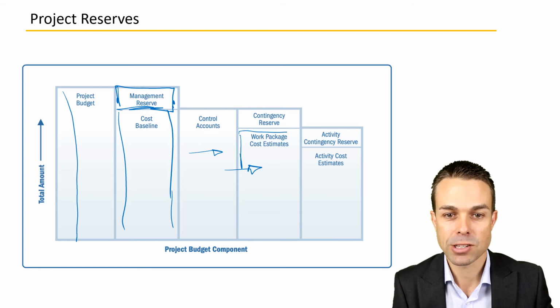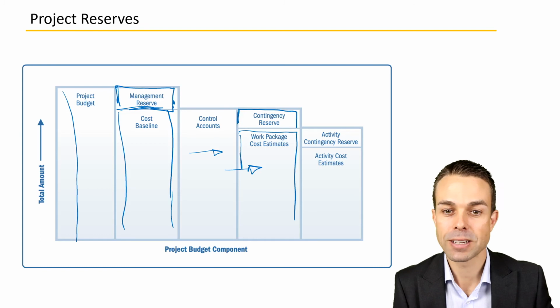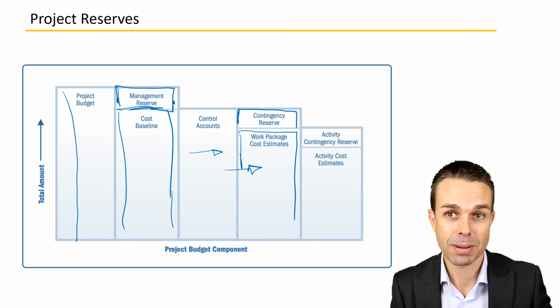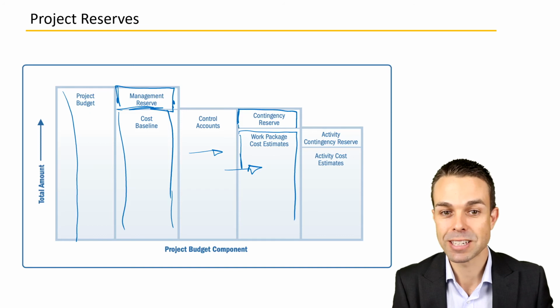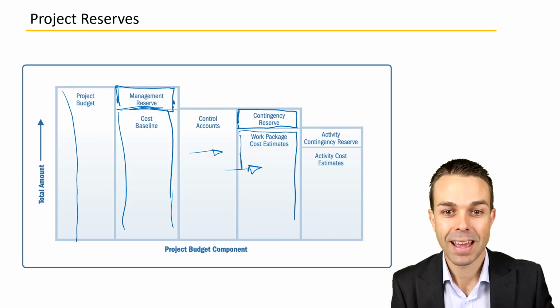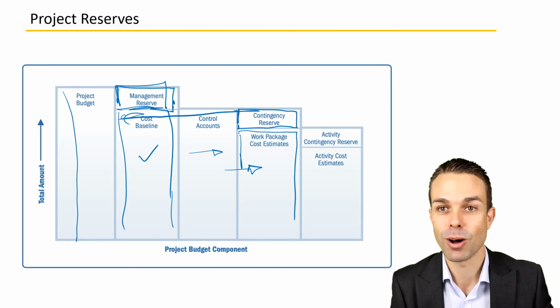So this is an estimate of our work package, and in that we add our contingency reserve for any risks that we have looked at and that we know might be coming up. We've got a little bit of a contingency just in case these risks appear. So that all feeds into the cost baseline over here, and then we add the management reserve on top of that.